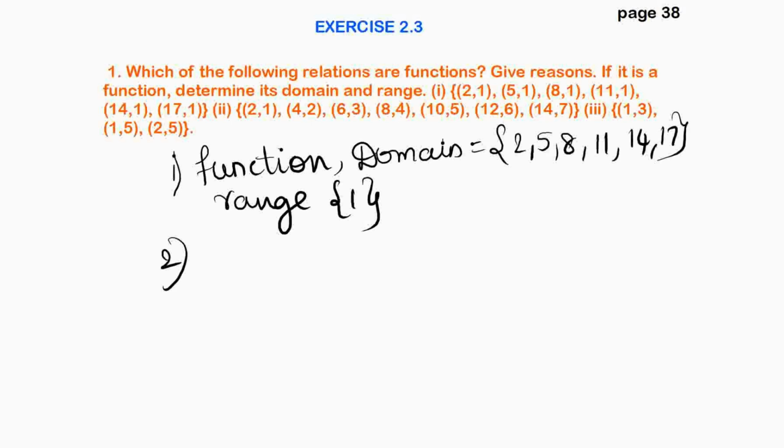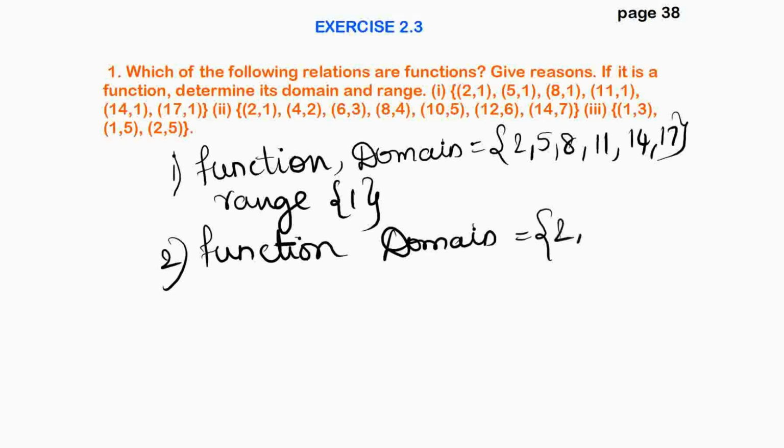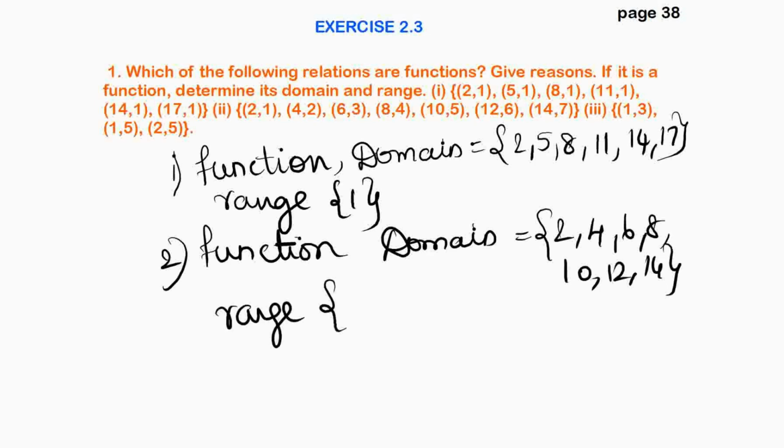Second subdivision: (2, 1), (4, 2), (6, 3), (8, 4), (10, 5), (12, 6) and (14, 7). Check all the first elements. All the first elements are distinct, so it is a function. Taking all the first elements, that will be the domain. All the second elements will be the range. So the second elements are 1, 2, 3, 4, 5, 6, 7.